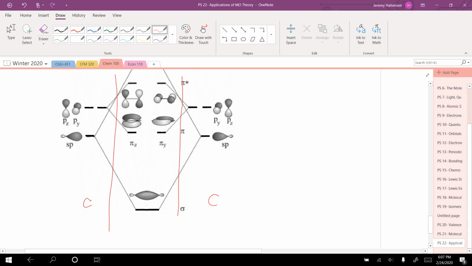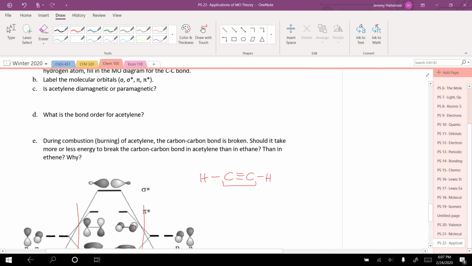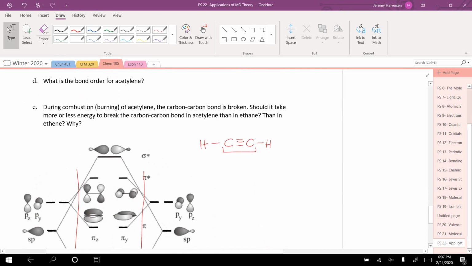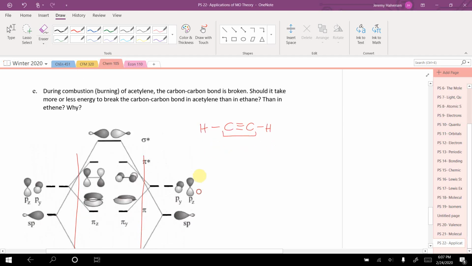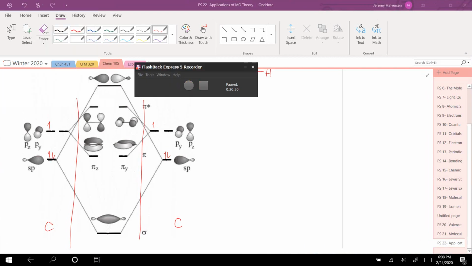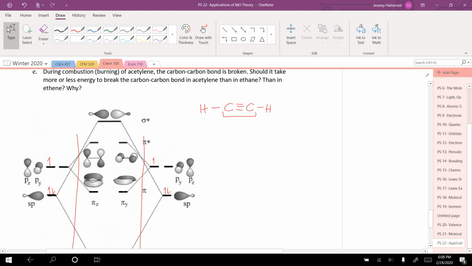Well, each carbon has 4 valence electrons. It says here, knowing that each carbon uses one of its 4 valence electrons to form a sigma bond with hydrogen, fill in the MO diagram for the CC bond. Well, if each carbon uses 1 electron for the bond with the hydrogen, how many electrons does each carbon have left for the CC bond? And that answer would be 3. So we've now put in the atomic electrons for each carbon.